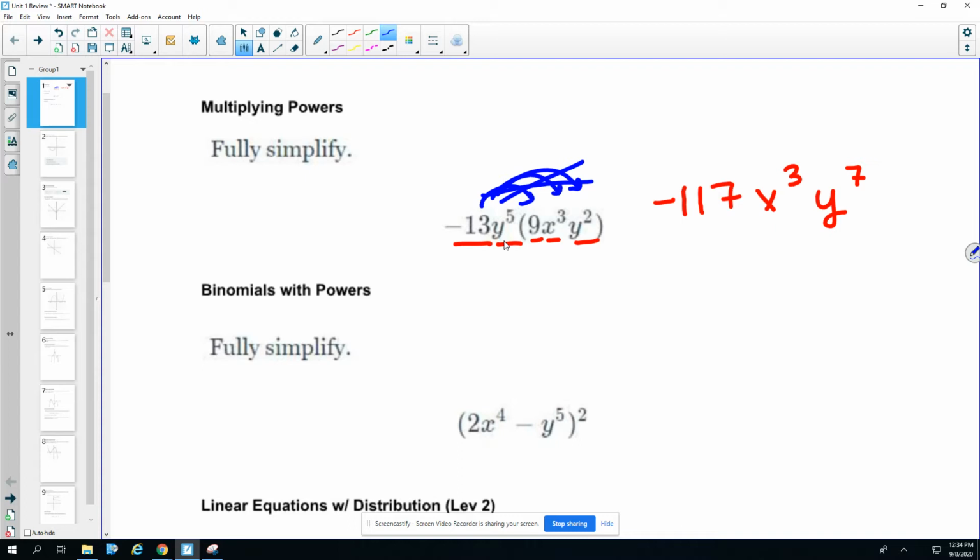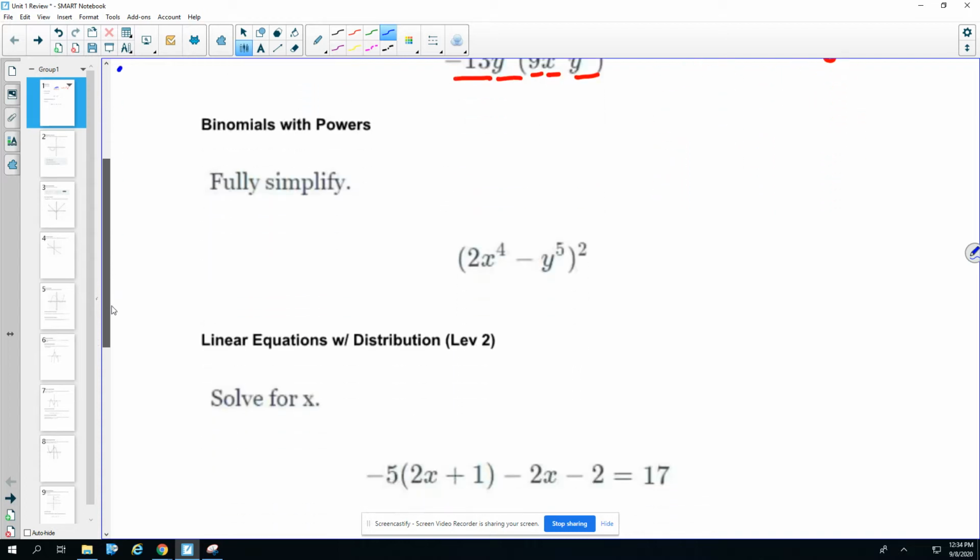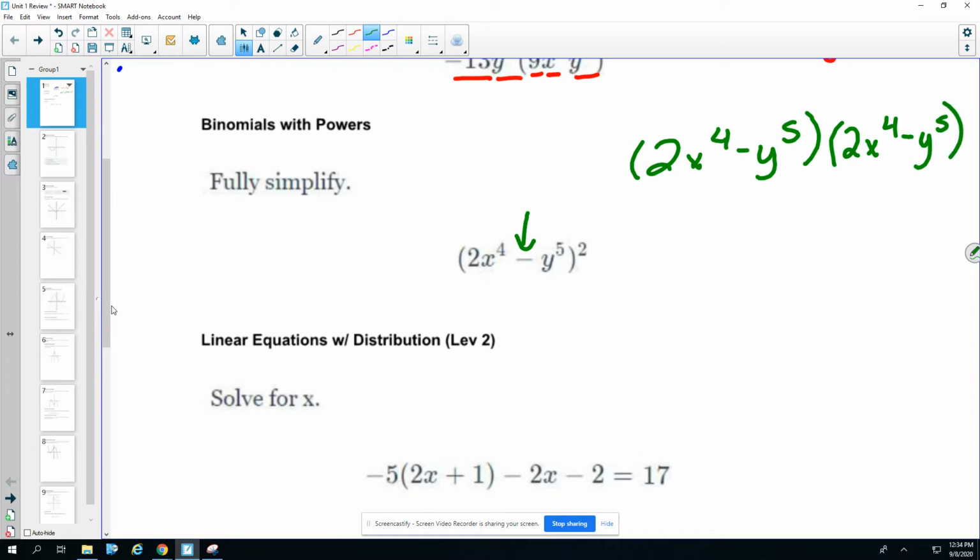The next one is binomials to powers. So when I see a binomial, there's subtraction, so it's a binomial squared. I need to write it twice and then distribute. So unlike the last problem where we just had monomials, now I am going to distribute. So here's my first term, and I'm distributing it to the first term in the second parentheses. So that's 4, add the exponents when we're multiplying, so that's x to the 8th. Then we're going to take that first term and distribute it to the second term.